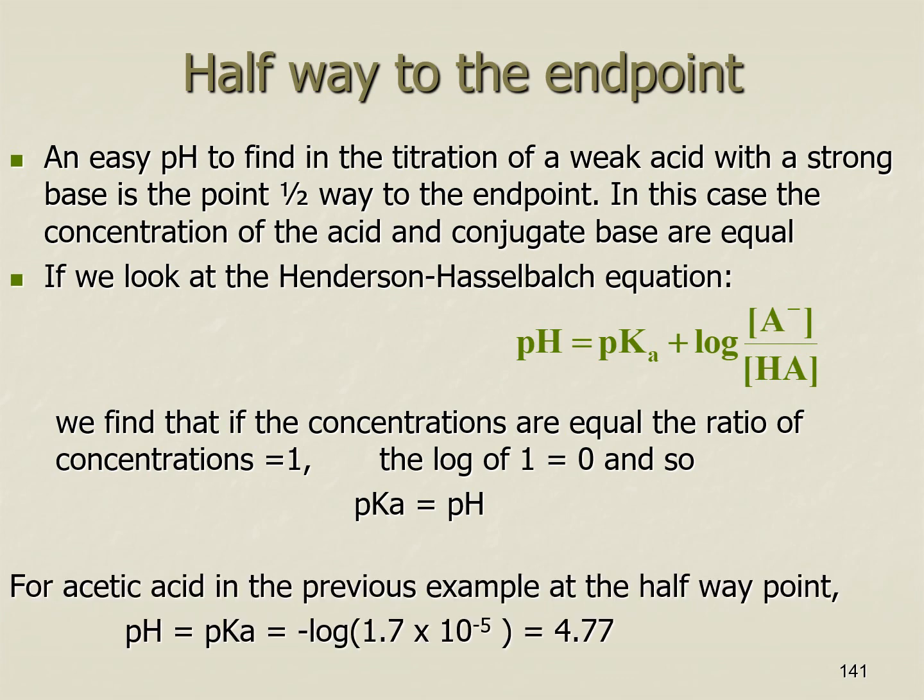So for acetic acid, the halfway point pH will equal 4.77. And so if you figure out how many milliliters you have to add to get to the equivalence point, then the halfway point would be half of that.